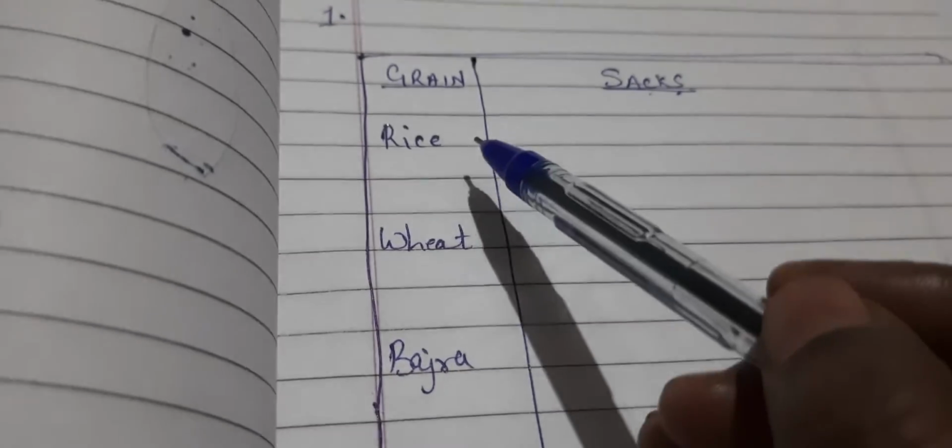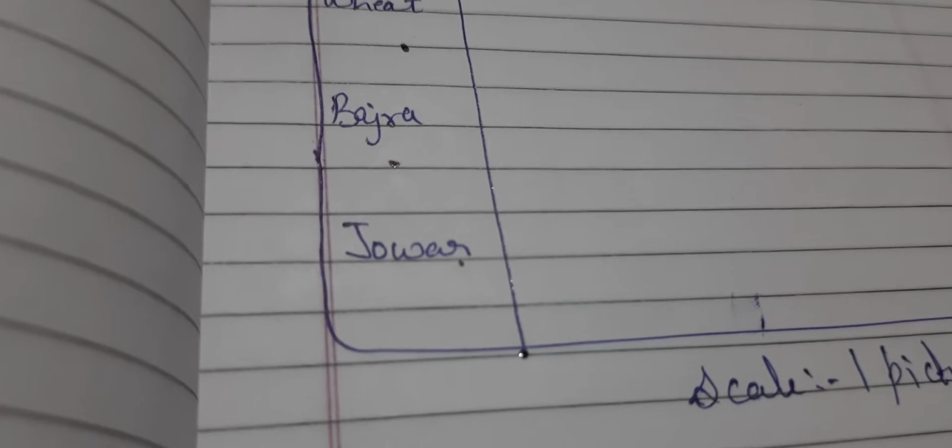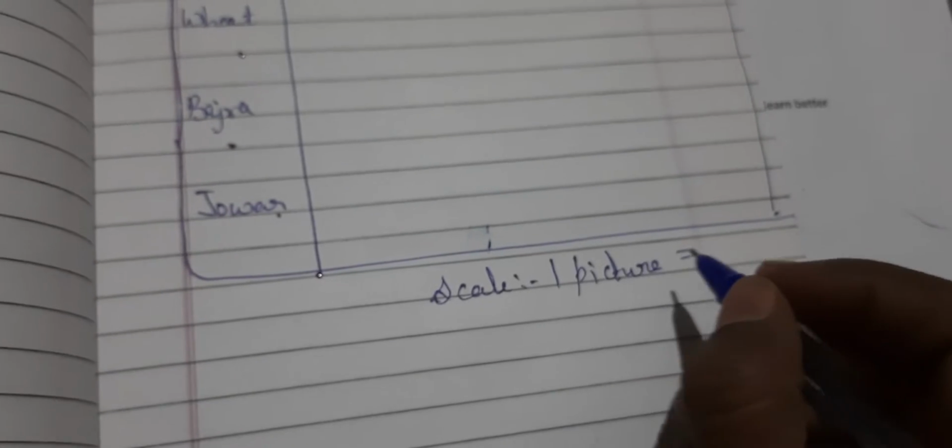So children, you have drawn grain and sacks. I need more space for sacks, so that is why I have drawn the table like this. So you can write rice, wheat, bajra and jawar. First we will write down the scale. Just now Vanisha said, we'll take 8. So 1 picture is equal to 8 sacks.